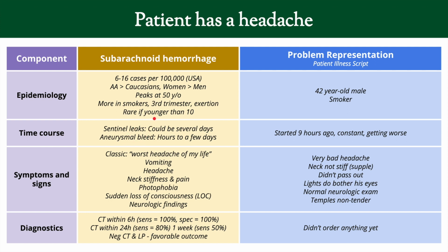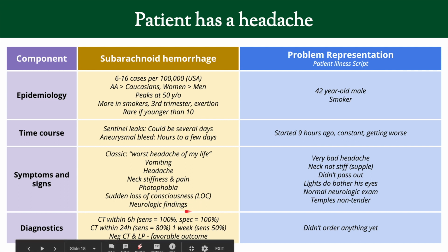A subarachnoid hemorrhage is, I should tell you, a bleeding aneurysm in the brain, and it causes a headache, and it could actually be lethal. And that bleed usually lasts for hours to a few days. Okay, and this is how it's typically described: worst headache in my life. They may have vomiting, neck stiffness and pain, photophobia, meaning the lights do bother them. They might lose consciousness. Okay, and here are some blood tests you might see.